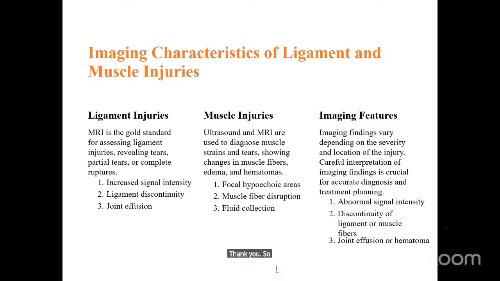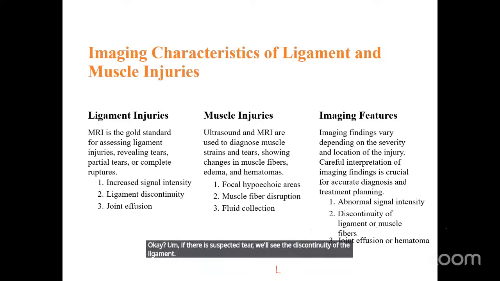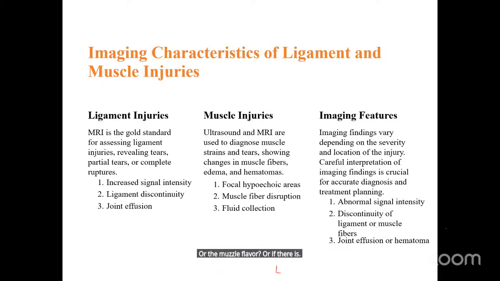So, imaging characteristics for ligament and muscular injuries. Of course, for ligamentous injuries, MRI is good, isn't it? For muscular injuries, also MRI is good. What are those imaging features? We should know the normal signal intensity so that when we see this is normal, we will know. If there is a suspected tear, we'll see the discontinuity of the ligament or the muscle fiber. If there is injury, we should expect evidence of fluid collection, joint effusion and hematoma.